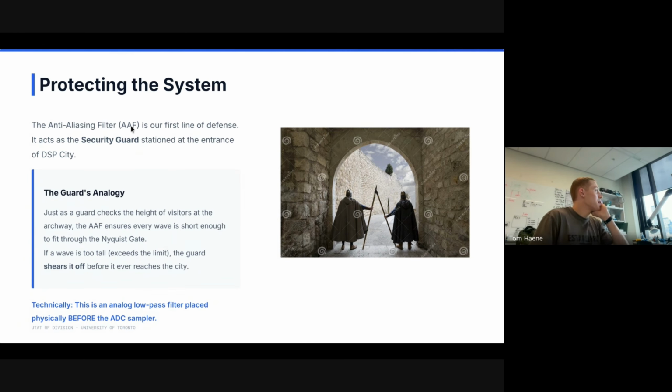You won't have to worry about this in GNU Radio or any of your work, because it's taken care of automatically in a lot of the blocks. But it's just good to know this is a thing. So, the security guard station at the entrance of the DSP city. The guard shears it off before it ever reaches the city. Don't worry about the blue part.